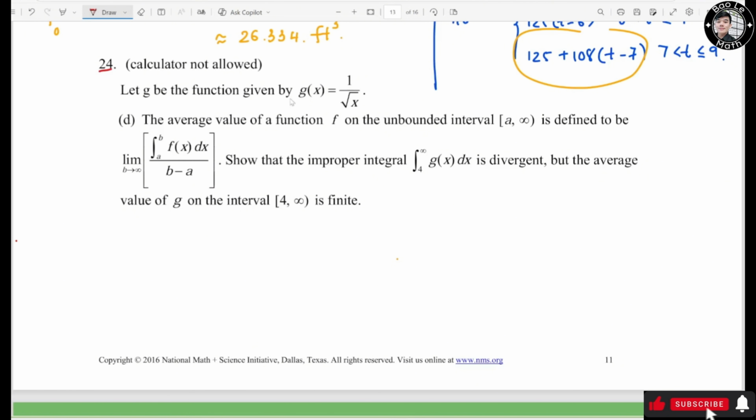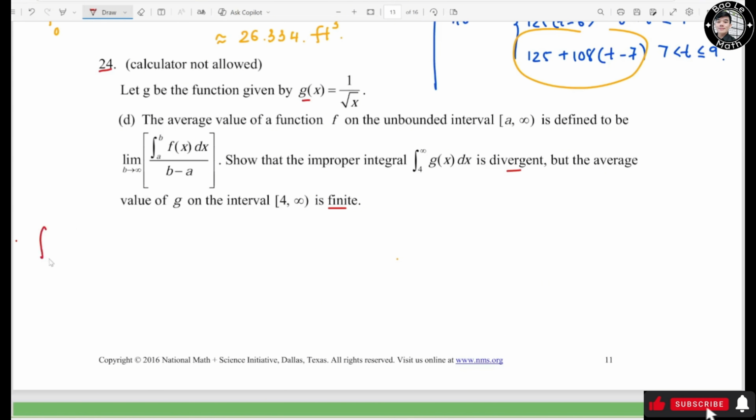Now let's move on to question 24. Let g be the function given by g(s) = 1/√s. The average value of a function f on the unbounded interval a to infinity is defined by this. Show that the improper integral from 4 to infinity of g(s) ds is divergent, but the average value of g on the interval 4 to infinity is finite.